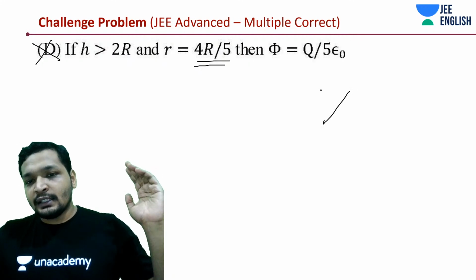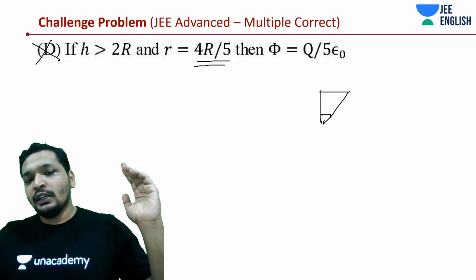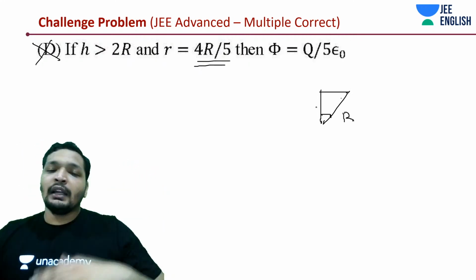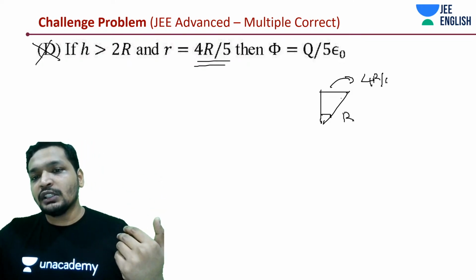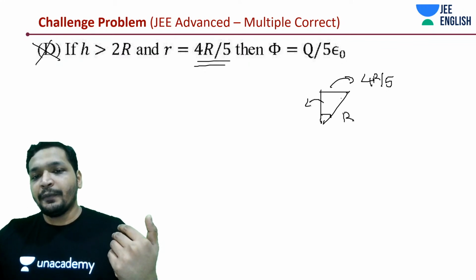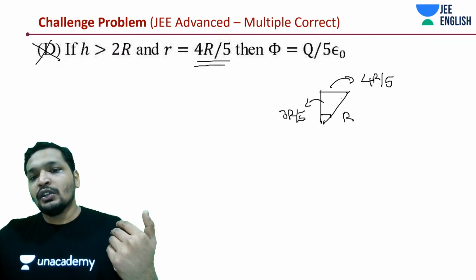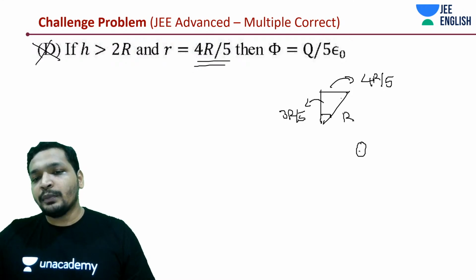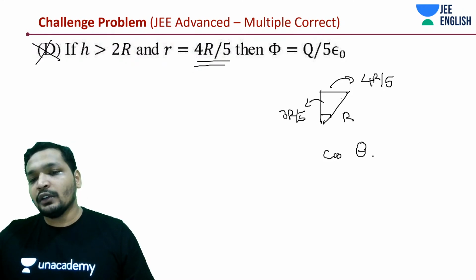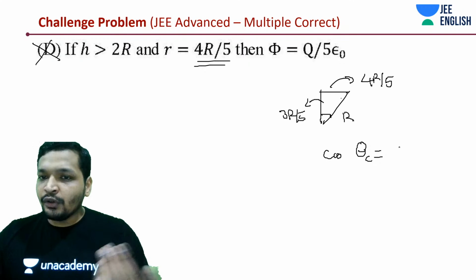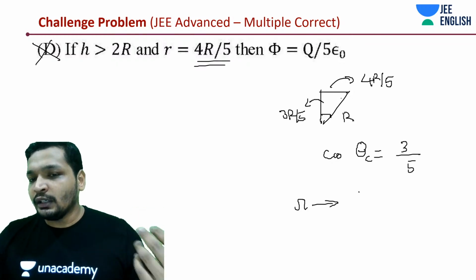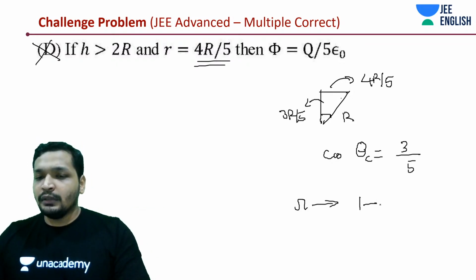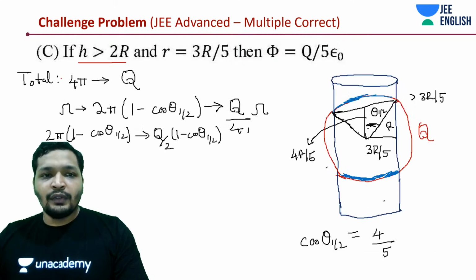If you can analyze the hypotenuse, how much would that be? Hypotenuse would be R. Sorry, if you analyze the adjacent side, so if this was 4R by 5, how much would this be? This would be 3R by 5. So what would your half angle be? Cos of half angle would be something like 3 by 5, which tells you the solid angle is, in this case, just doing it quickly so that we can move on.